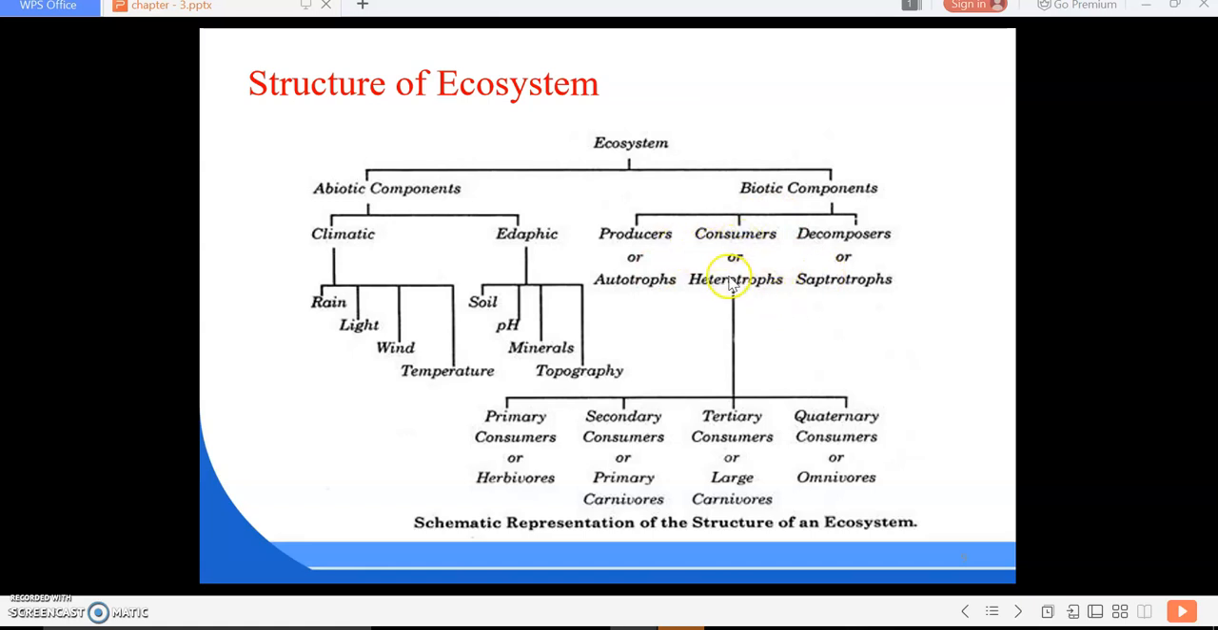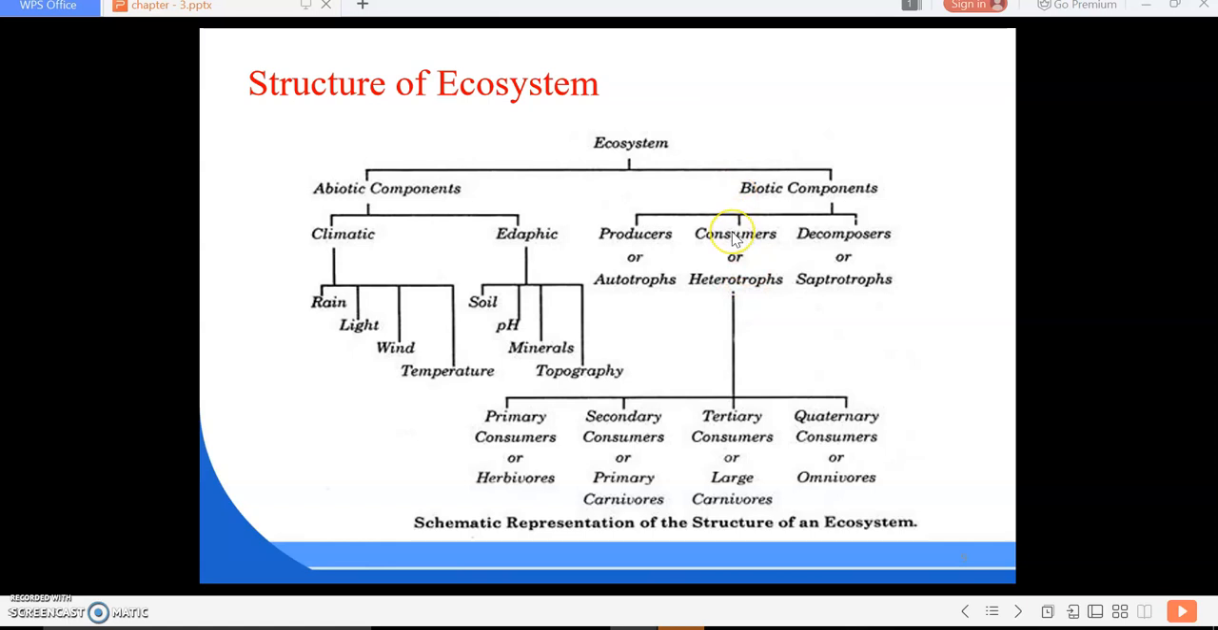Second is consumers or heterotrophs. Consumers consume the food from the producers, and consumers are fully dependent on the producers. And third is decomposers or saprotrophs. These are the components that are present in the environment to decompose dead matter. The bacteria, the fungi, and the microbes are the decomposers or saprotrophs.